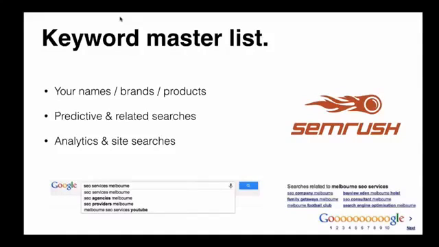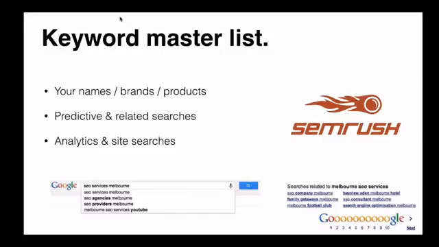Then go to Google, start typing some of those keywords into Google search, and you'll notice the predictive text. That's the image at the bottom of the slide there. I've typed in Melbourne SEO Services, and then you could basically pick up some of the other phrases there: SEO agency, SEO providers, Melbourne SEO Services YouTube. Dump all that stuff into a spreadsheet.